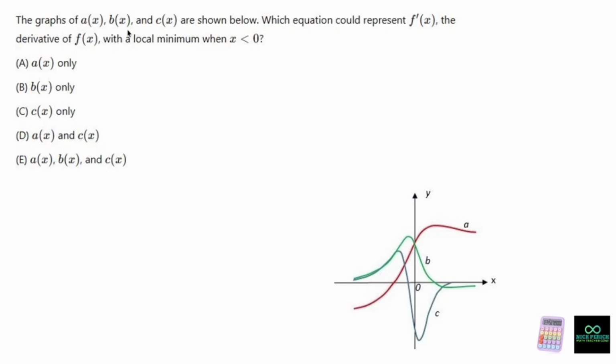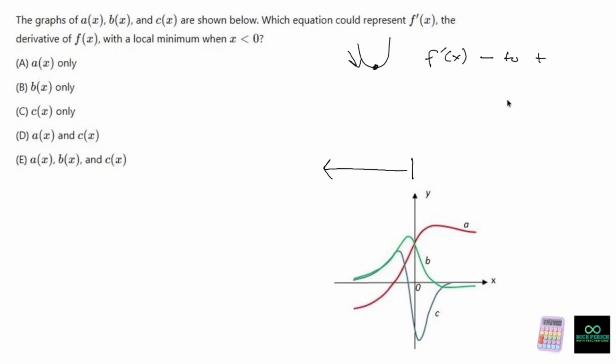The graphs of a of x, b of x, and c of x are shown below. Which equation could represent f prime of x, the derivative of f of x with a local minimum when x is less than 0? If all of these could potentially be derivatives, then what we're looking for is when f of x is a local minimum, which means the original graph looks like this, so its derivative goes from negative slope to positive, from negative to positive.